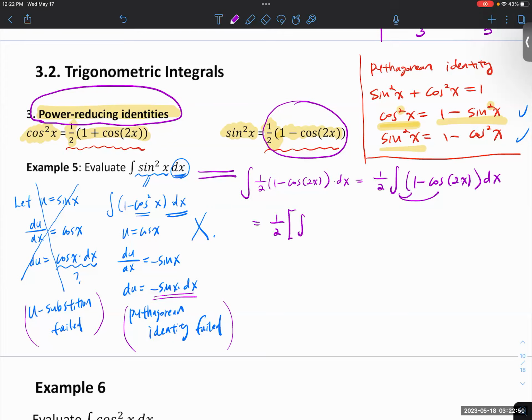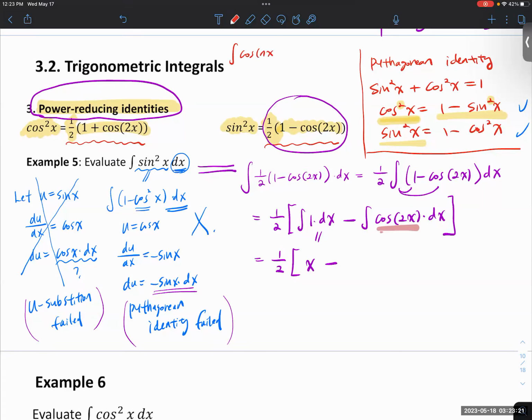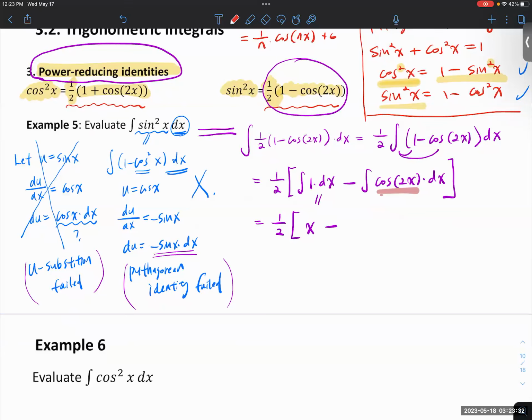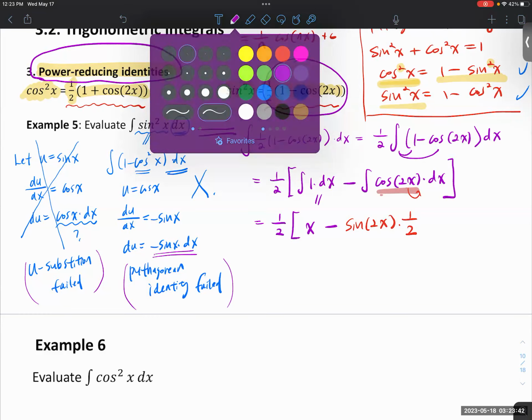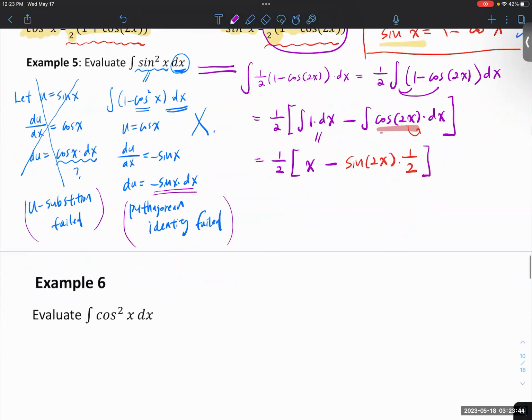So the integral of cosine nx dx is the same as 1 over n sine nx plus c. So here, the integral of cosine 2x will be sine 2x, and you have a 2. This is the chain rule. It's a 1 over 2. That's it. So then we are going to finalize it.